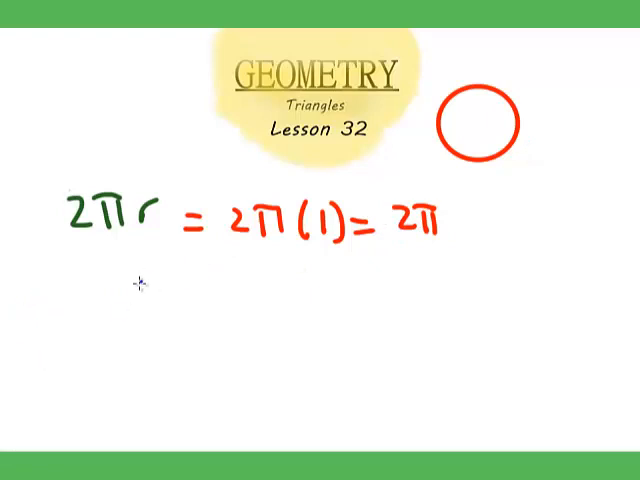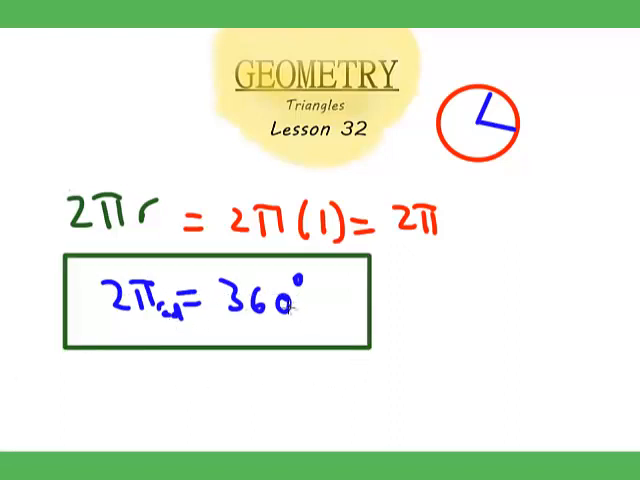So what does this mean? Well, this means that you can fit 2 pi of these pieces in the whole circle, where this angle is 1 radian. So that means that the angle in the whole circle here, so the whole bit there, is 2 pi. And that is equal to 2 pi radians, which is equal to 360 degrees. And this is a very important statement, as this is how we convert radians into degrees and degrees into radians.